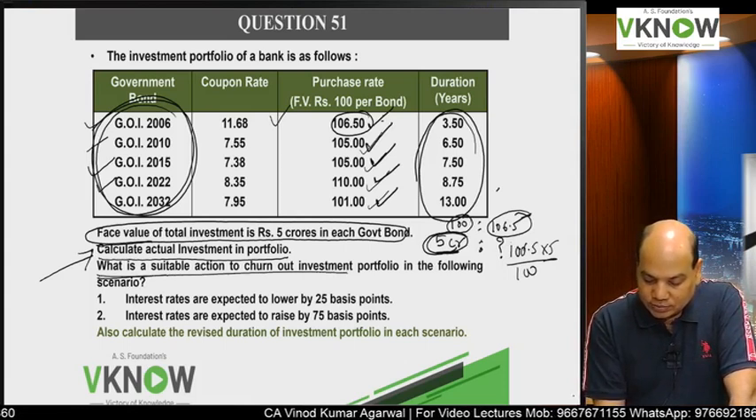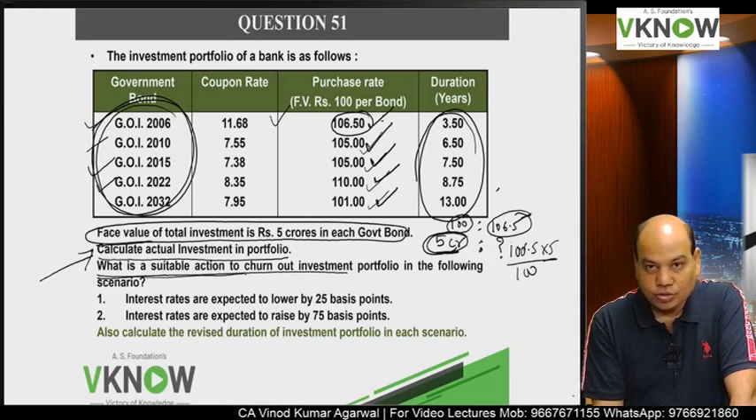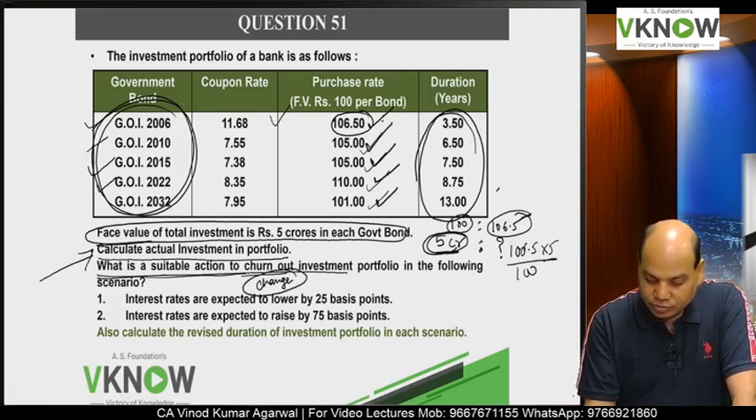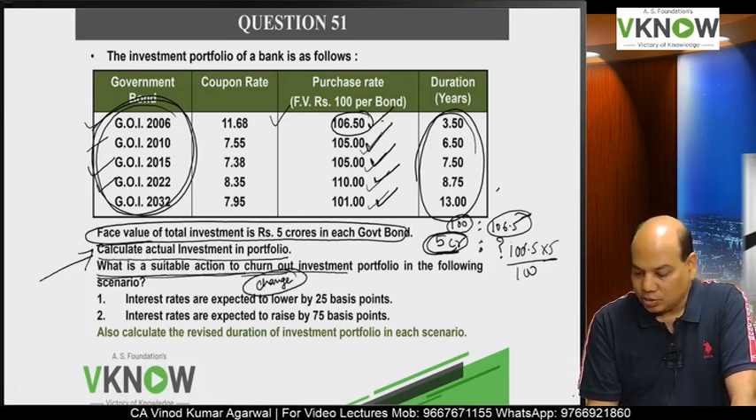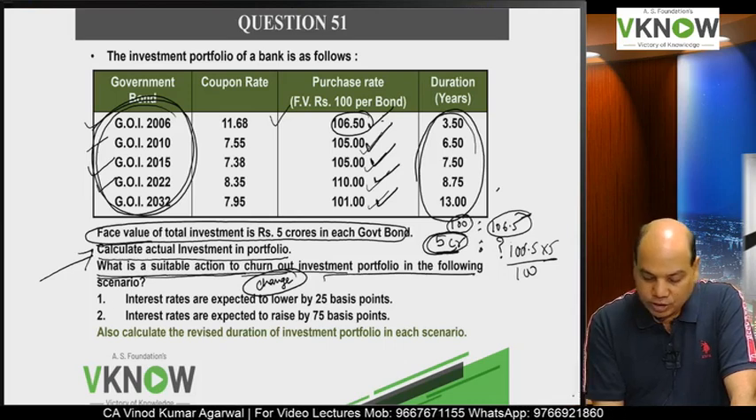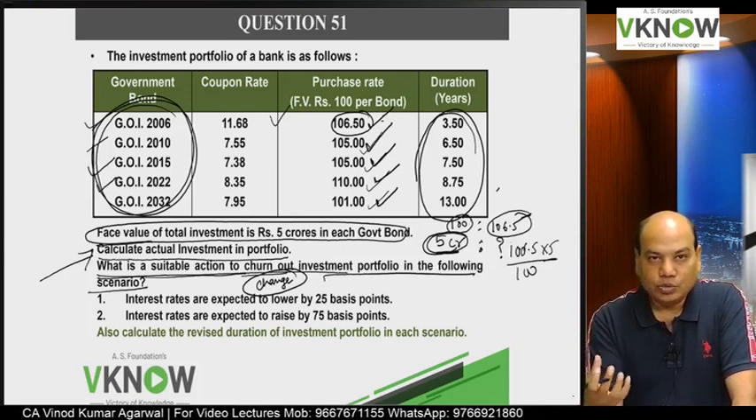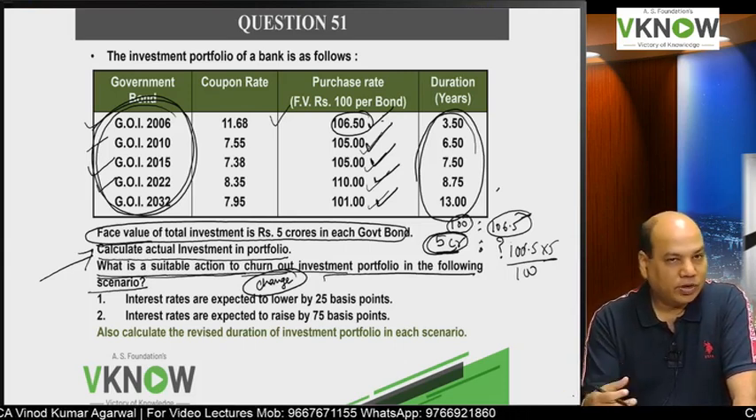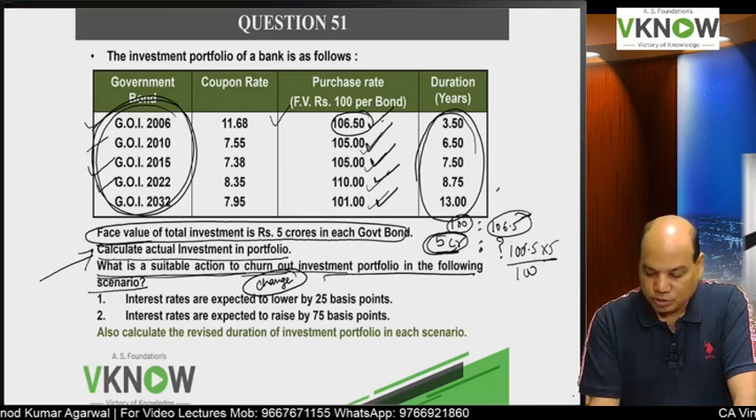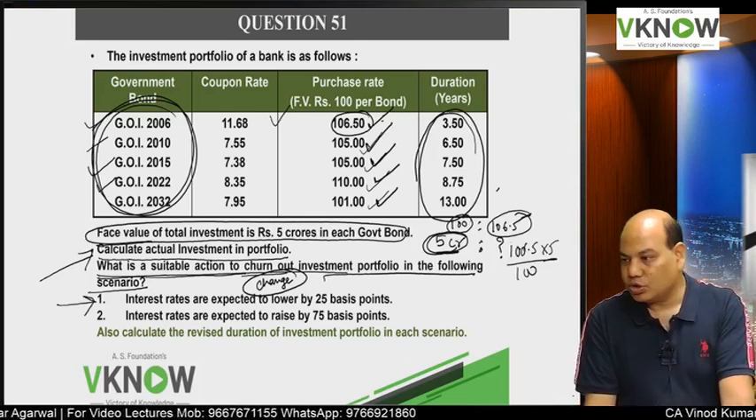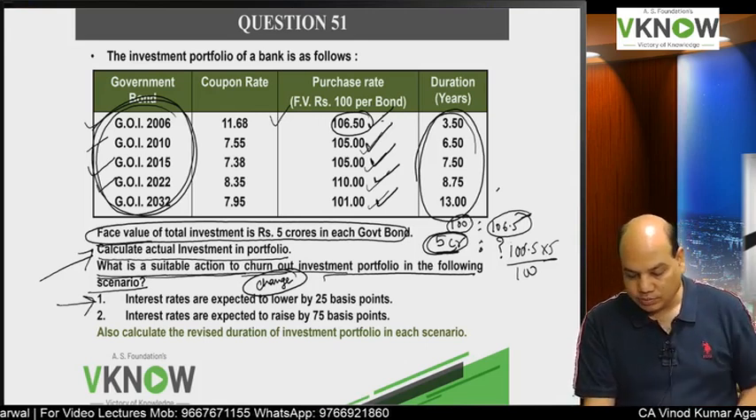What is a suitable action to churn out? Churn out means change, shuffle. What is a suitable action to churn out the investment portfolio in the following scenario? So what will you do with your portfolio of investment? Will you buy or sell? And which bond will you buy or which bond will you sell? There are 2 scenarios, means there are 2 situations, you have to answer both situations.